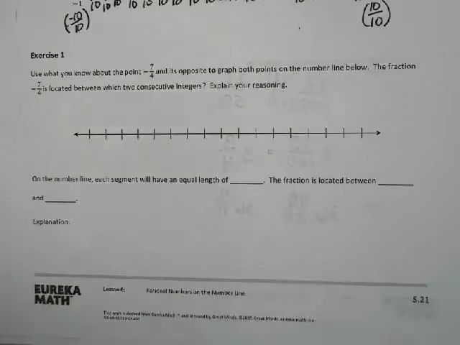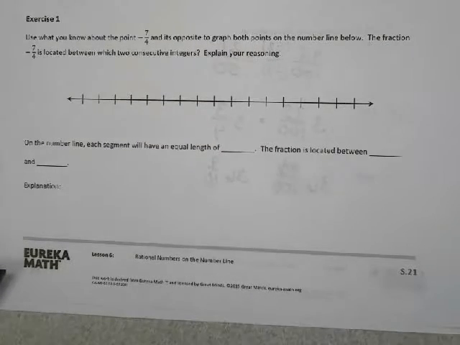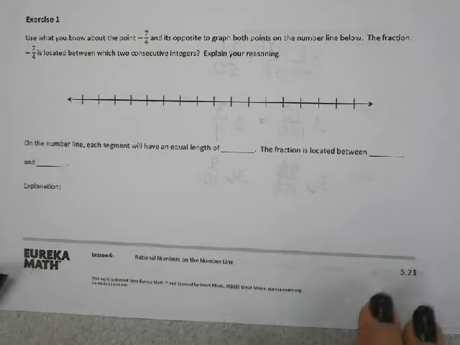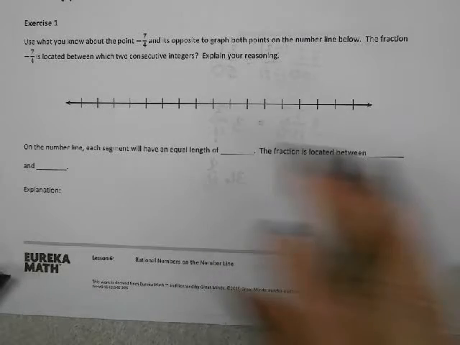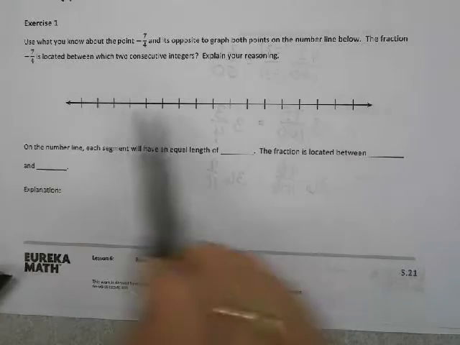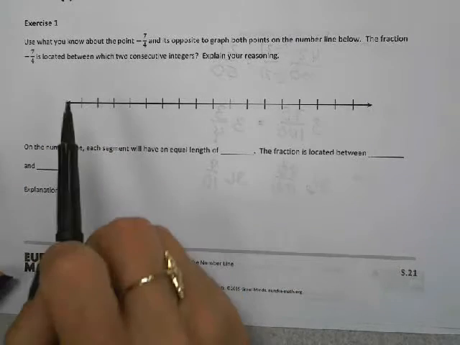Exercise 1 says use what you know about the point -7/4 and its opposite to graph both points on the number line below. The fraction -7/4 is located between which two consecutive integers? Explain your reasoning. So the first thing we're going to do is count the tick marks on our number line and see where our 0 is going to go in the middle.